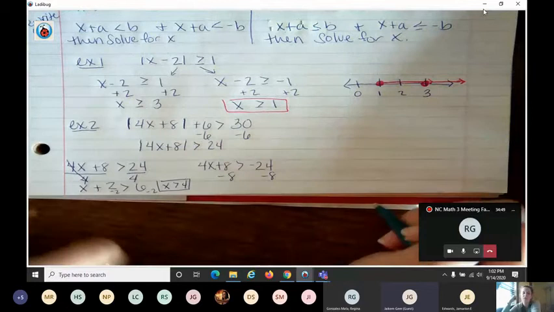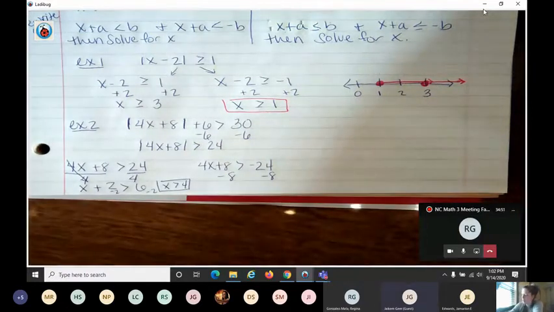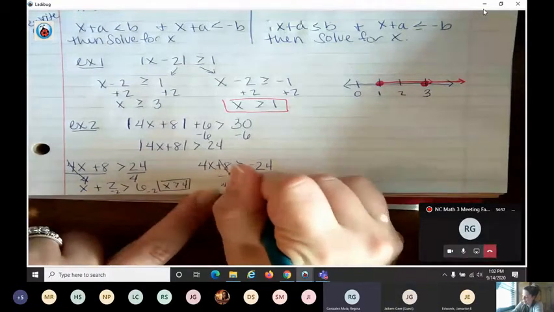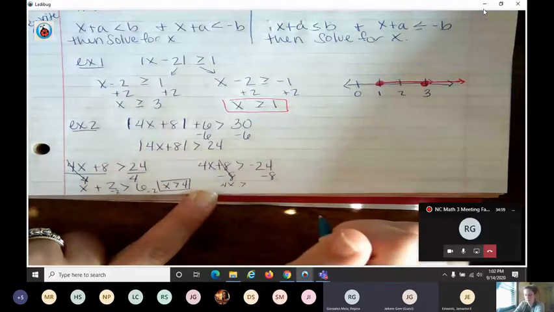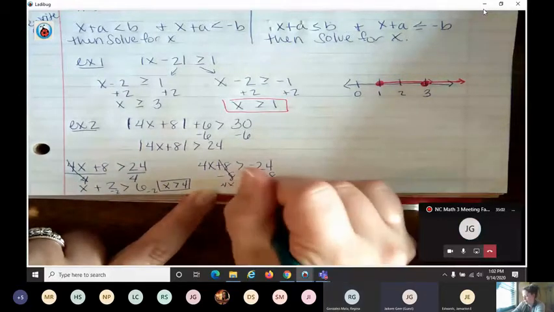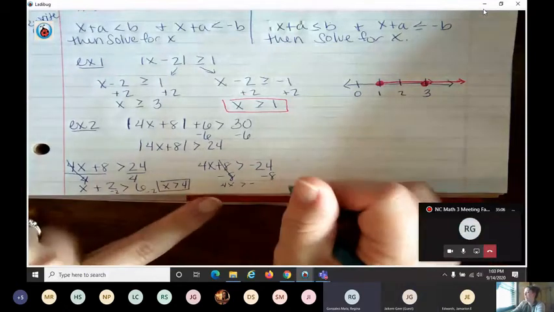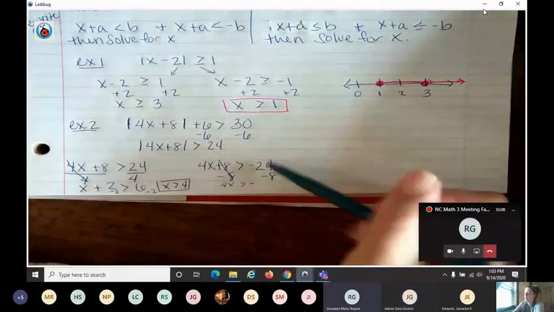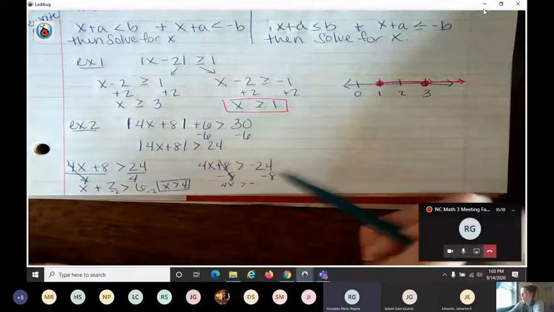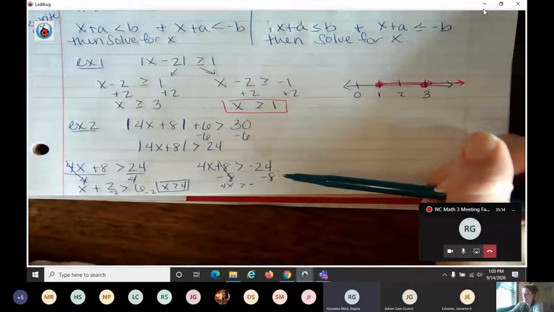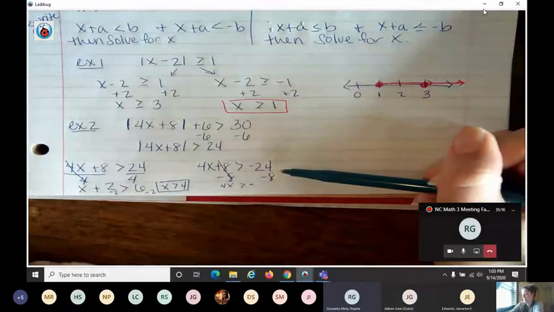What's negative 24 minus 8? Is it negative 16 or is it 16? It should be negative because both of these are negative. So the answer is going to be negative? Yes. Okay, so it's negative 16 then.